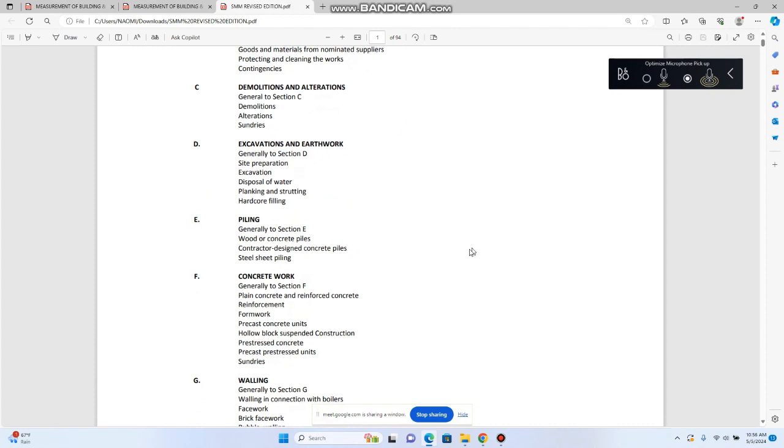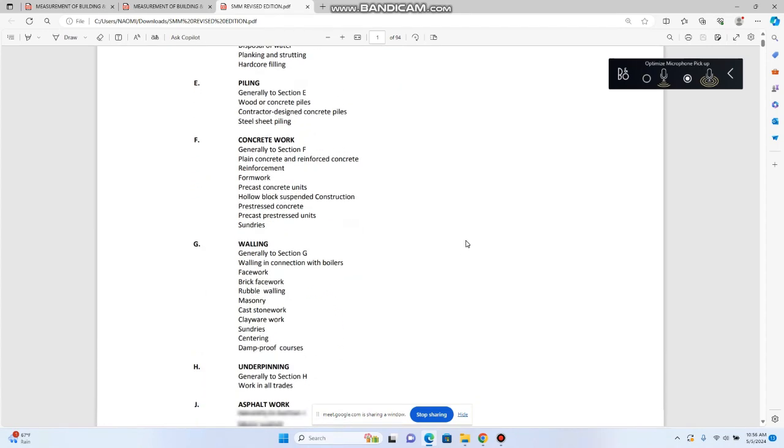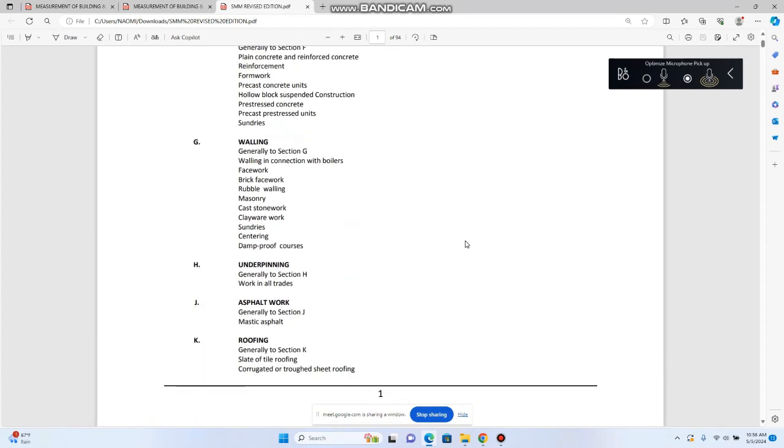So every time you need to measure something, you need to go to that section. Maybe if we want to know how we should measure walling, we should go to section G. We shall be told how to measure masonry walls, how to measure sundries, how to measure formwork. In section H, we are told how to measure underpinning.